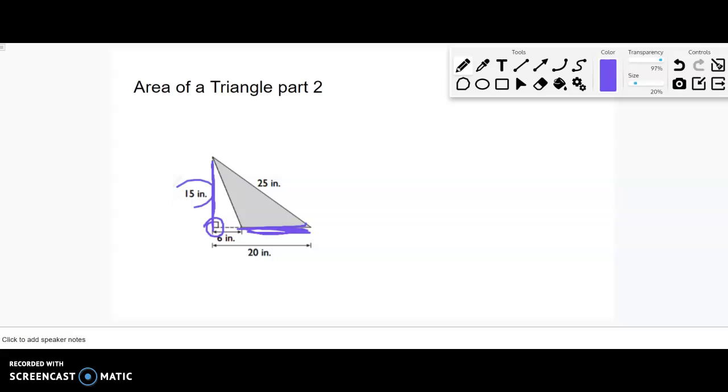I know that this is 15. I know that this part is 6, and this whole thing is 20. So let's look at this bottom part. If I know this whole thing is 20, and this part is 6, what part is going to be left over? Well, I can do 20 minus 6, and that tells me that this part on the triangle is 14. So my base is 14.